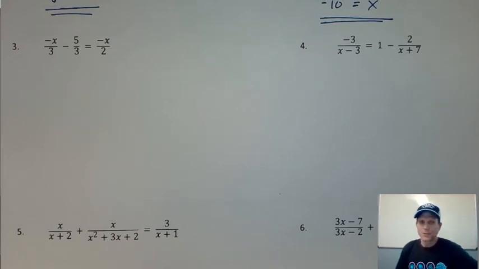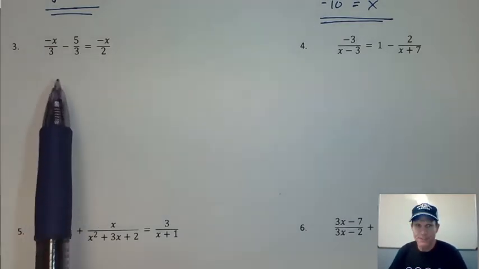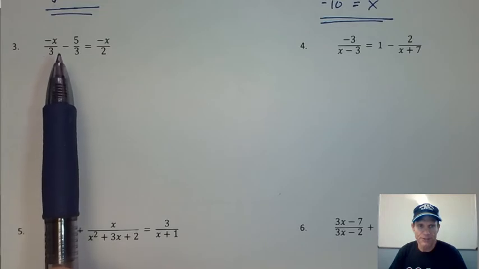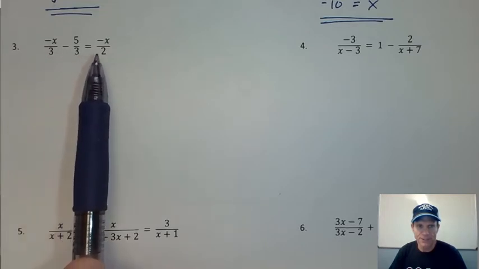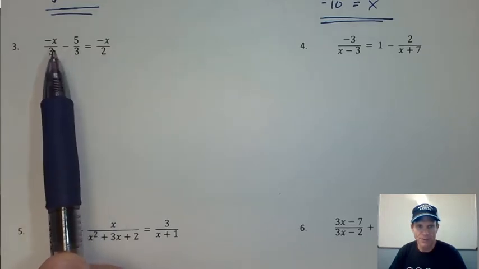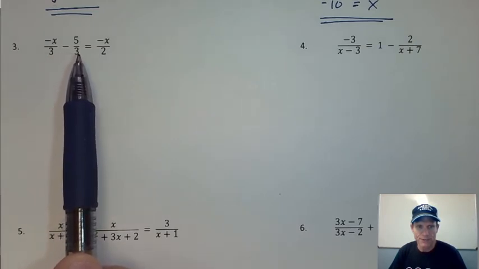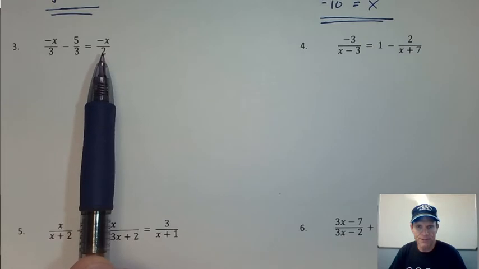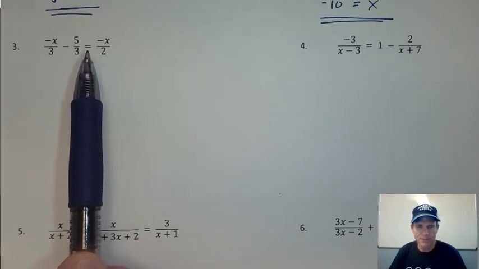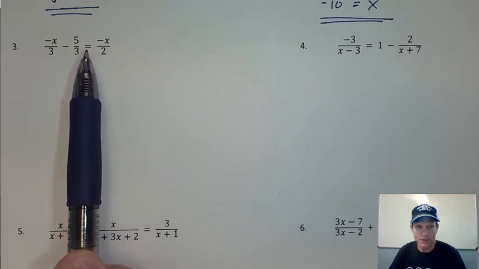All right, continuing with 12.6, solving rational equations. What we see here for number 3 is a fraction minus another fraction equal to a fraction. So we have a rational expression and a rational expression. This makes it a rational equation because of the equal sign, and we're going to try to solve this.